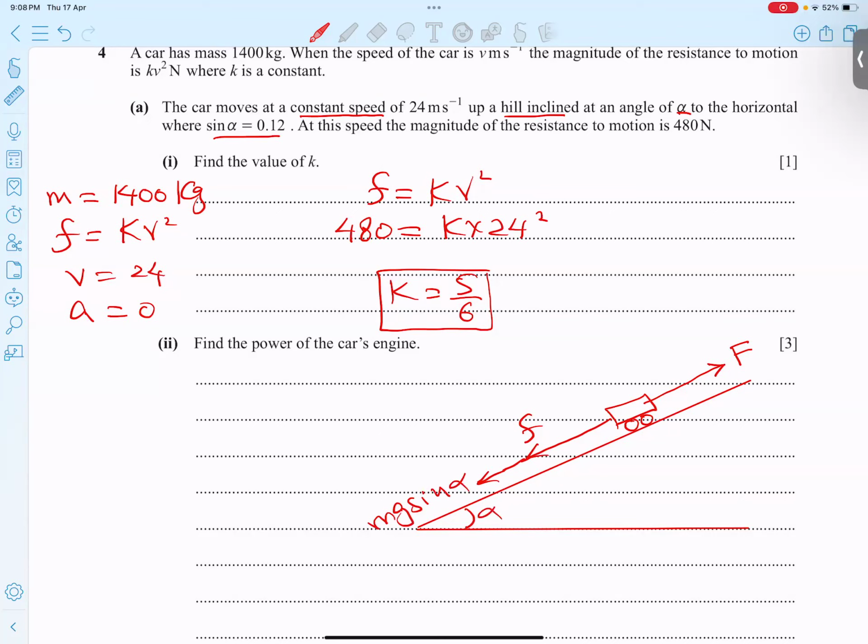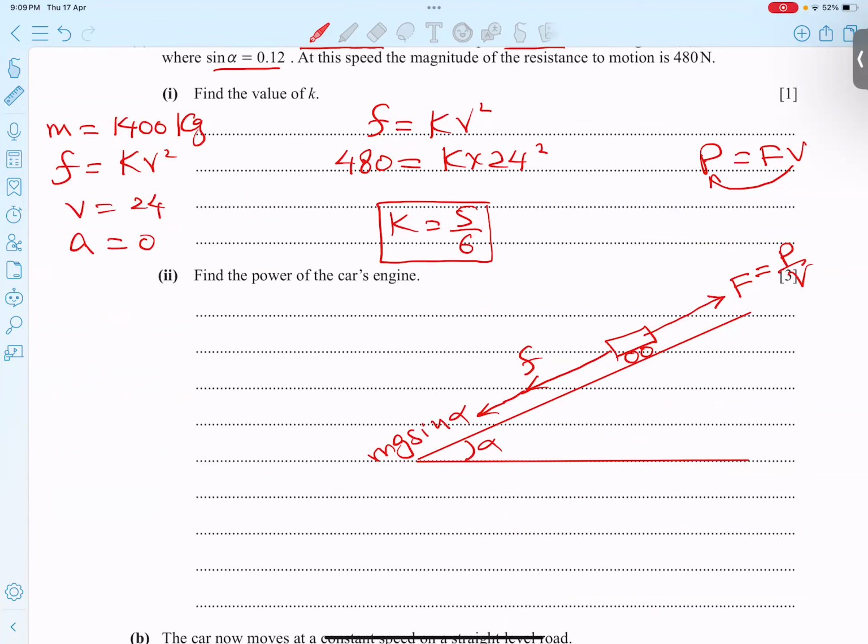Alpha is here. And all of you know the power formula is F times V. If I bring V under it, this force becomes power divided by V. So all these points are clear, and now I'm going to apply all the data. The basic formula is net force equals ma. But as we know, acceleration is 0 because of constant speed. Because motion is upward, students, I will apply from here.